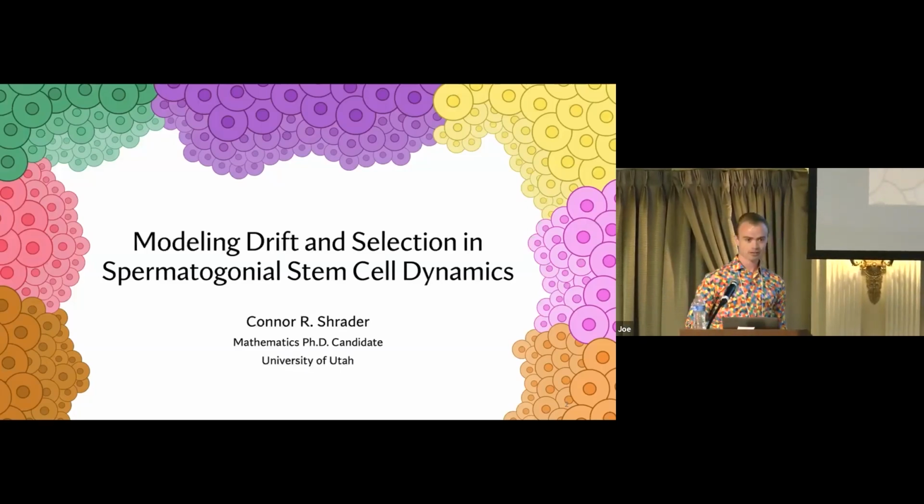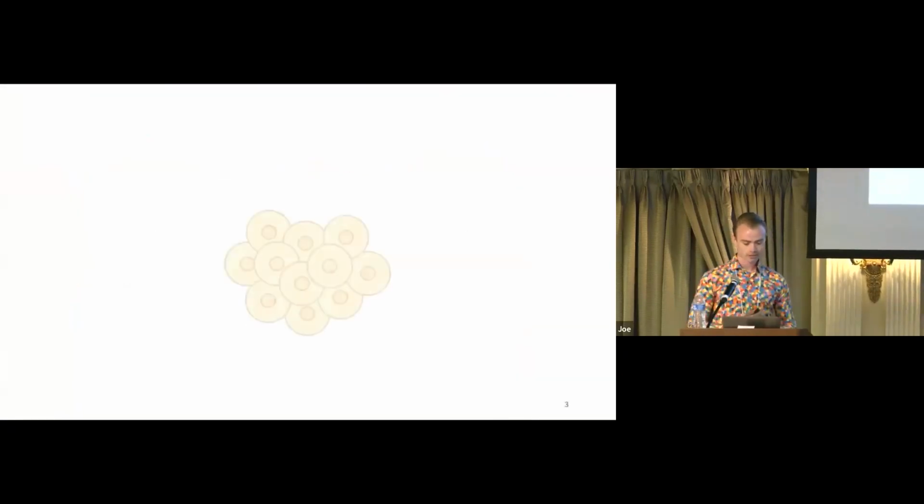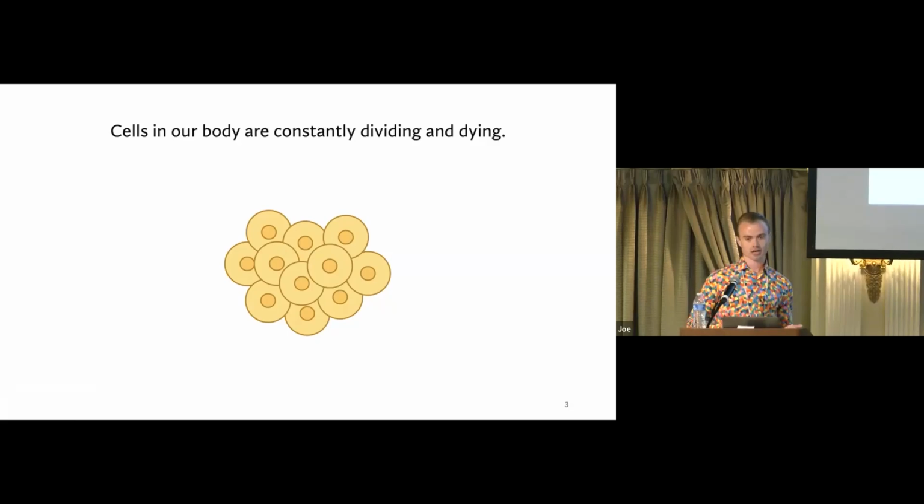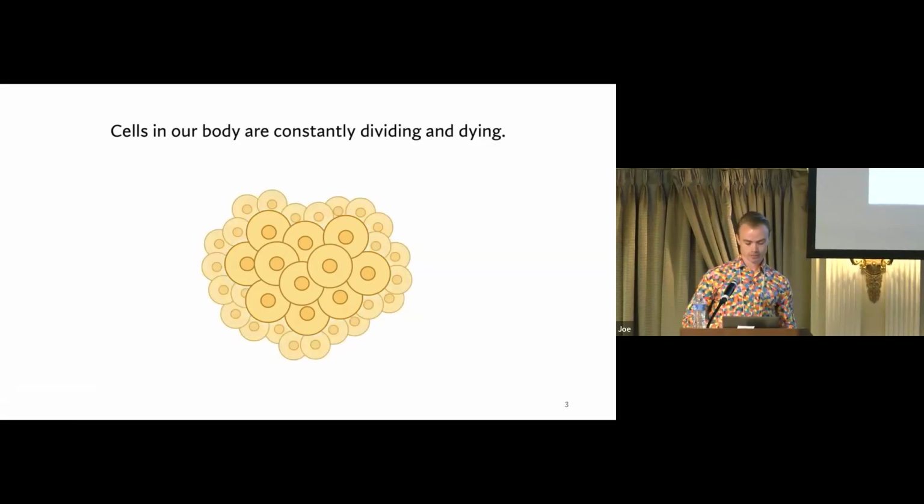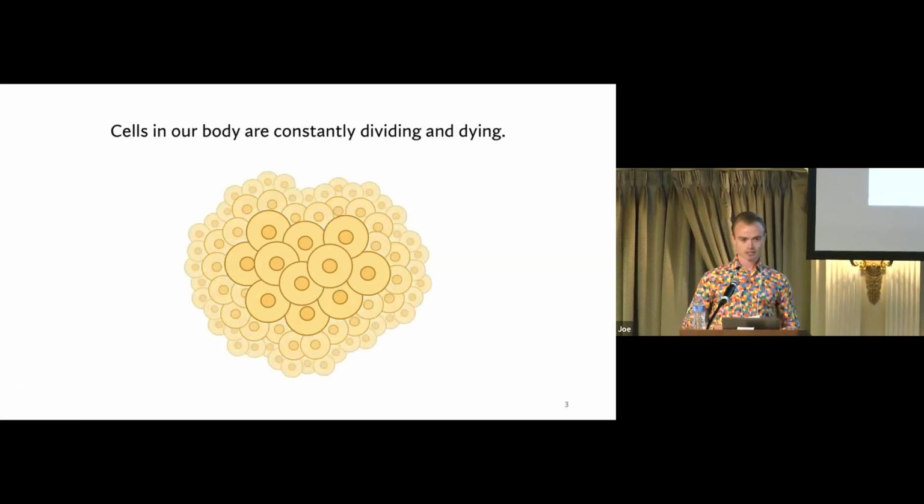So I'm going to start by giving a very broad biological overview of the problem that I work on. As I'm sure you all know, our bodies consist of lots and lots of different cells, and in order to stay alive, it's necessary for our cells to be constantly dividing and constantly dying. And in the process of cell division, there is the capacity for cells to acquire mutations. I'm going to represent that in this picture by changing one of my cells to be blue.